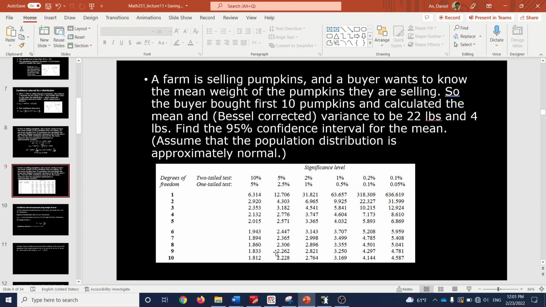Okay. So you can figure out your t alpha over 2, the critical value of the t distribution, either using the inverse t on your calculator or using this table. Okay. So you can use either one, whichever you think is easier. Just go with that. All right.